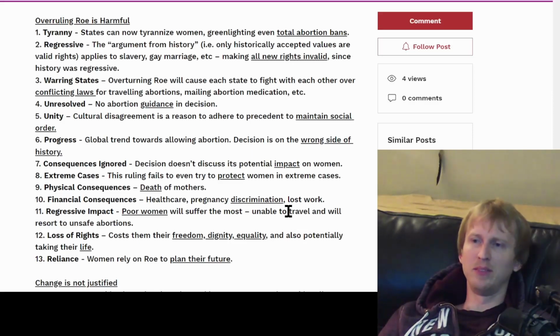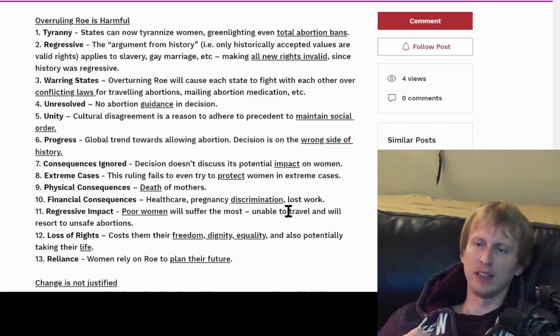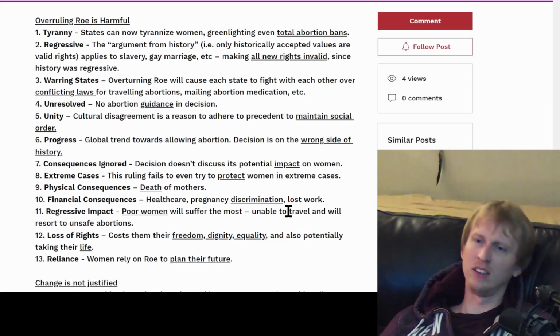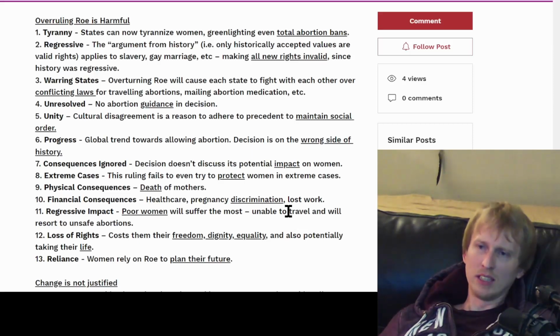Financial consequences, healthcare costs are being forced on women. Unfortunately, a society will have pregnancy discrimination. The more capitalistic and free market an economy is, the less companies are going to value a pregnant woman who is maybe not performing as well, right? They're going to terminate the employment of a pregnant mother because they can. And lost work due to the stress of bearing a child is a lot of financial consequences. And this is just the tip of the iceberg. The financial consequences are short-term and long-term: loss of education, loss of career advancement. There's tons of consequences.